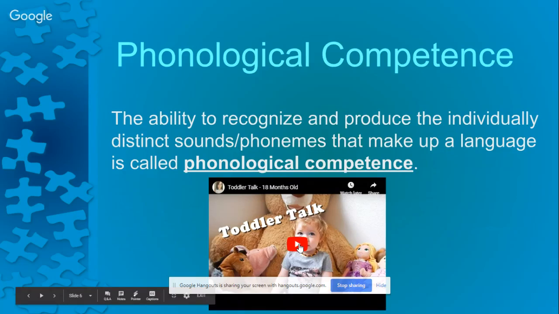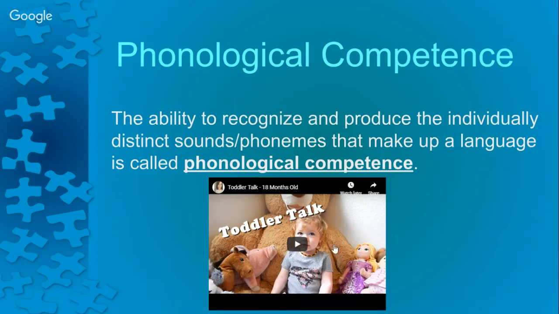Let's take a look at this little 18-month-old and how, after being here for 18 months, you think about that for just 1 second, okay? She's been here for 18 months, and look at the competence with which she has managed her speech sound system.